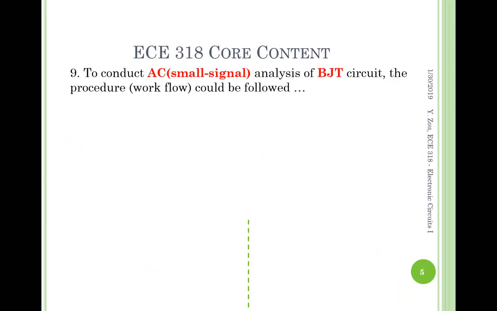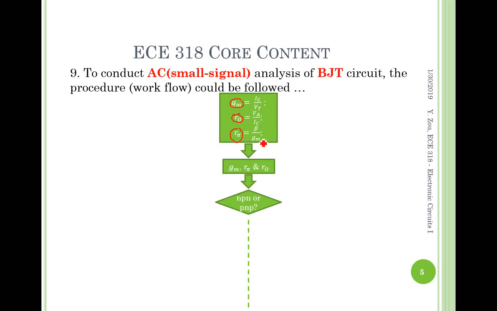As for the AC analysis, based on the IC value obtained from the DC analysis, we first calculate the small signal parameters, including gm, the transconductance, and the output resistance, the so-called small signal resistance here. Based on them, we recall the type of BJT one more time to come up with two different routes again.